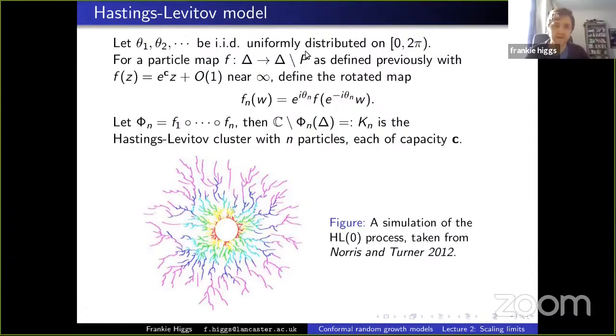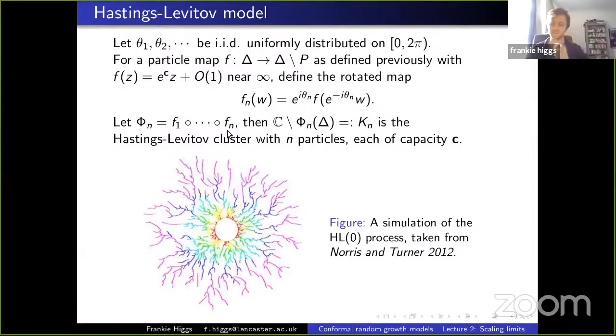So P is our particle here, and it has an analytic property at infinity: it's a scaling plus some other stuff, a Laurent expansion. The scaling it has at infinity, this c here, we call the logarithmic capacity. We can attach a particle at an angle theta by rotating, using F, which attaches a particle at the point 1, and then rotating back. So you can see below an image of the cluster. This is taken from the paper of James Norris and Amanda Turner that I'm going to be discussing today. The cluster is formed by composing these particle maps.